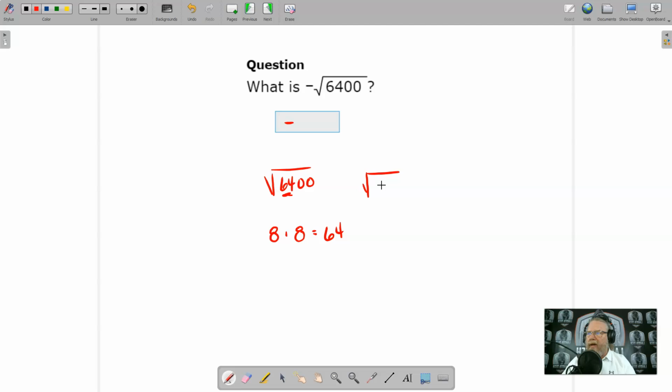So if we looked at it this way, what if we did 64 times 100 would be 6,400, right? And I'm just rewriting 6,400 as 64 times 100, all underneath the radical symbol. Now, there's a rule that says I can split those up and do root 64 times root 100. 64 and 100 are both perfect squares, so the square root of 64 is 8, and the square root of 100 is 10. So in this case, the answer is going to be 80. And we want the negative square root of it, so it would be negative 80.